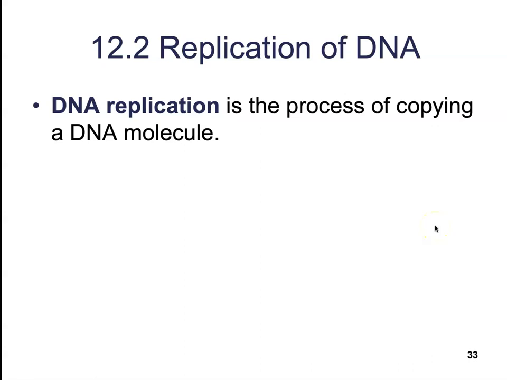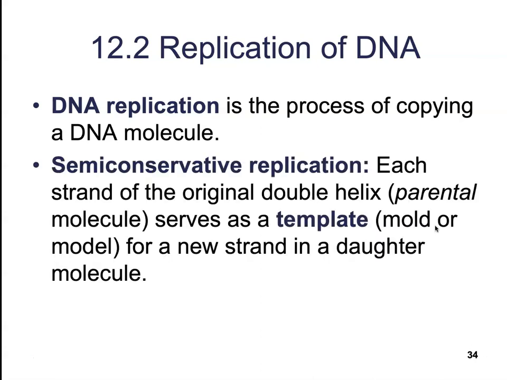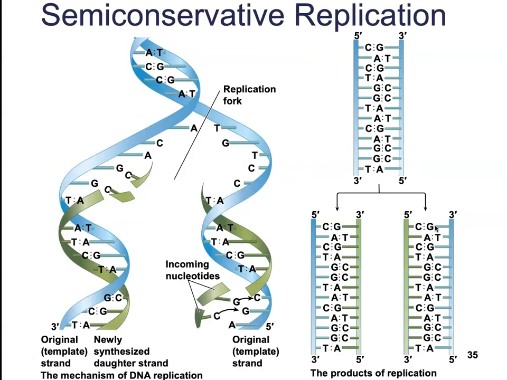So now that we've talked about the structure of DNA, we're going to focus on the replication of DNA. The term DNA replication simply refers to the process of copying the DNA molecule. We're going to do this through a process known as semi-conservative replication. The reason that we call it semi-conservative replication is because each strand of the original double helix, the parental molecule, serves as a template for a new strand in the daughter molecule. And we're going to walk through what that process looks like.